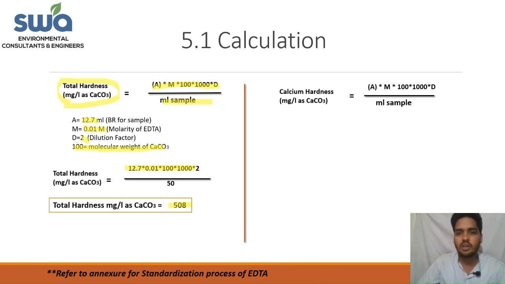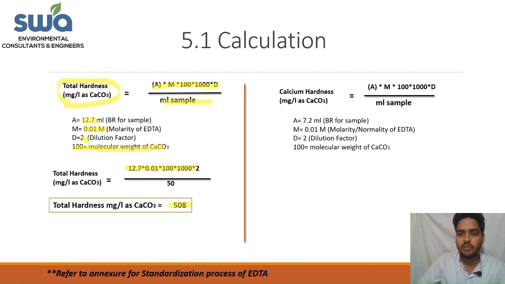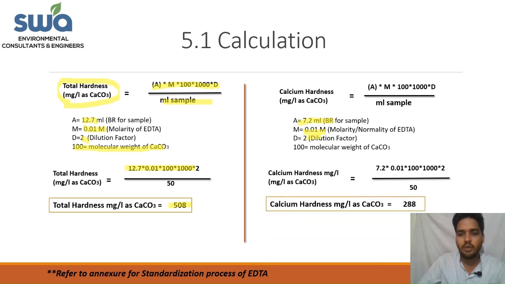Same as the calculation of calcium hardness, the numbers here will change only in one number, which is the burette reading. It is 7.2 ml for calcium hardness, and everything else will remain the same. So the answer will be 288 milligram per liter as CaCO3.